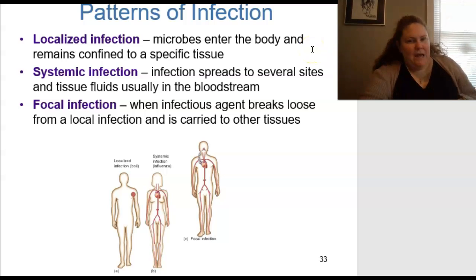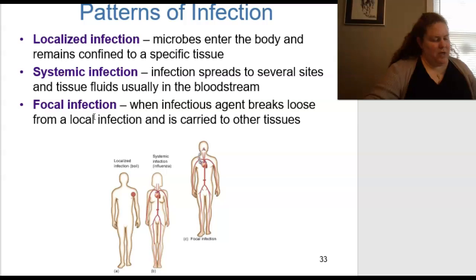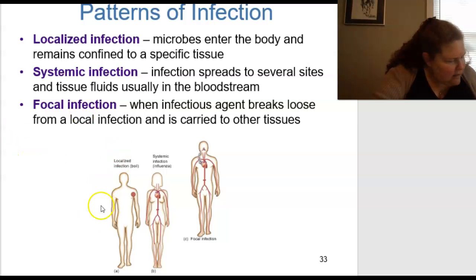So what about patterns of infection? Well, we have either localized infections, systemic infections, or focal infections. And so this is going to be figure 13.15, and this is the occurrence of infections with regard to location and sequence. So over here in A and B, in A, is the localized infection in which the pathogen is restricted to one specific site. For this one, it happens to be like in the armpit.